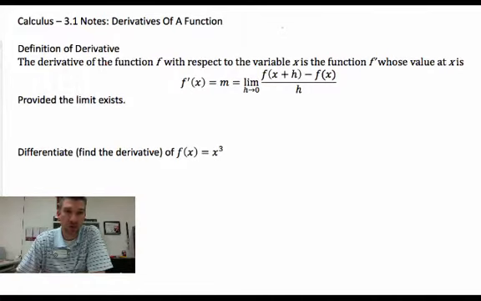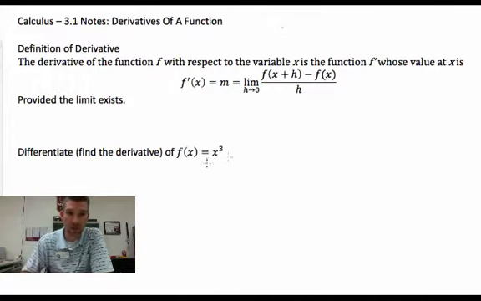The derivative of the function f with respect to the variable x is the function f prime, whose value at x is, and they give us this whole long thing, provided the limit exists. Well, we've seen this whole long thing before. We did it in some previous work where we were looking at how to find slopes of tangent lines. Well, that's going to be called a derivative. So let us differentiate f of x equals x cubed, and differentiate is a fancy way of saying let's take a derivative. So here we go.